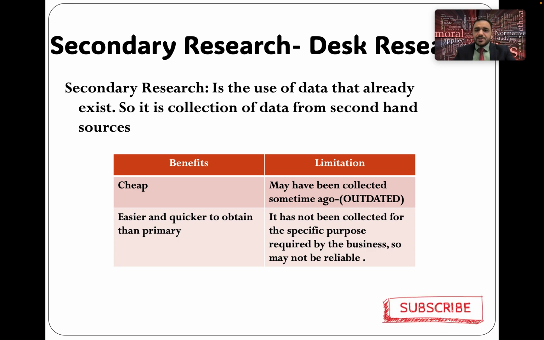Okay. Limitations: it may have been collected some time ago. For example, outdated data. You are using information which was given in 2010. You are in 2024, so you will have wrong, outdated data maybe. It has not been collected for the specific purpose required by the business, so it may not be reliable. So for example, if a business is asking me, or I by myself am trying to search about something and then I list that data, that is not accurate, that is not reliable. Whatever my findings are, maybe right or wrong, I have just written in that research. Okay.